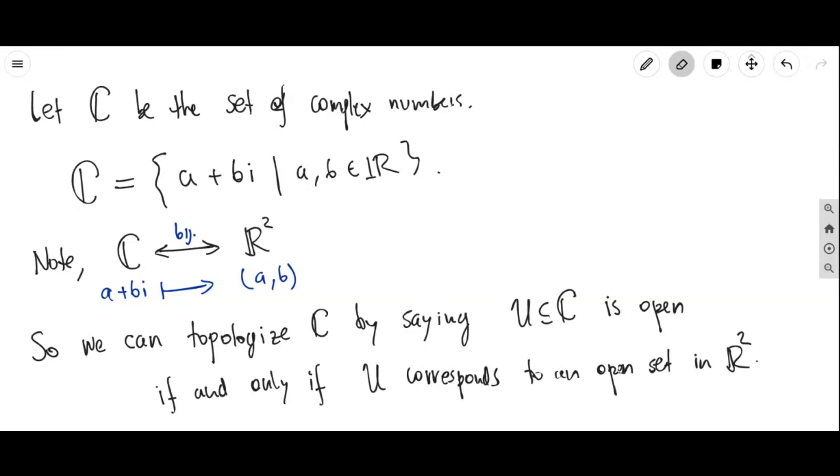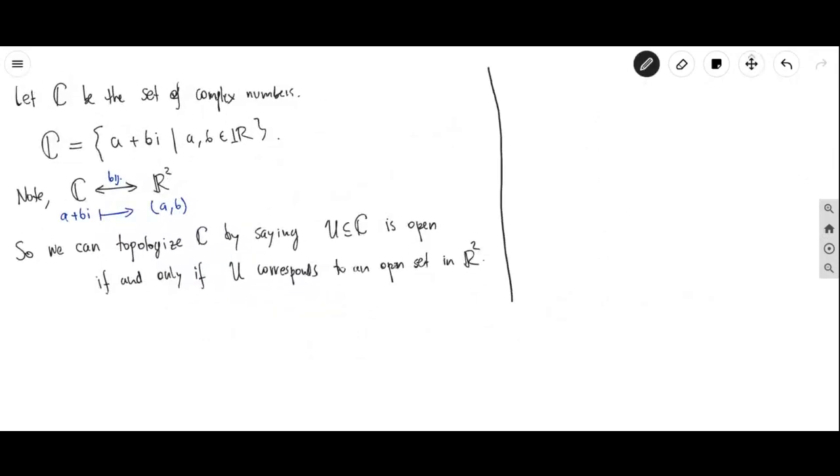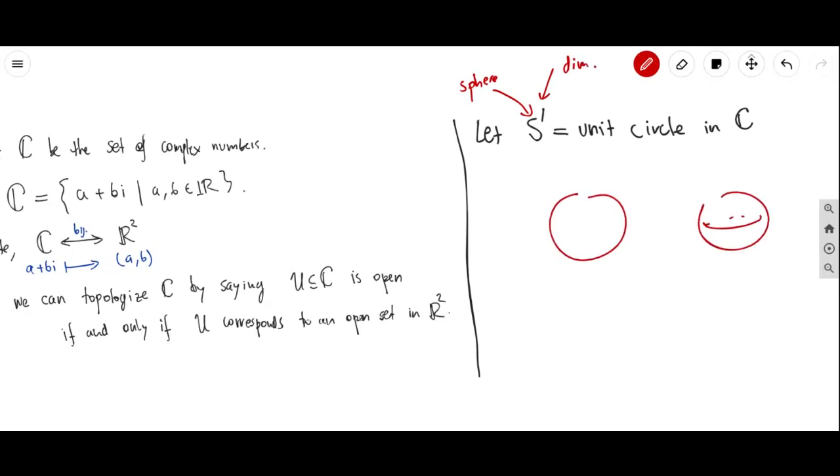In fact, how do we visualize the complex numbers? We visualize the complex numbers in exactly the same way we visualize R2. So we have this, and these are the complex numbers. And let S1 be the unit circle in the complex numbers. Why do we write S1? S stands for sphere, and the 1 stands for dimension. A circle is like a sphere, but a sphere is 2 dimensional and a circle is 1 dimensional. So it's like a 1-dimensional sphere. That's why we write S1. This is the unit circle in the complex plane.